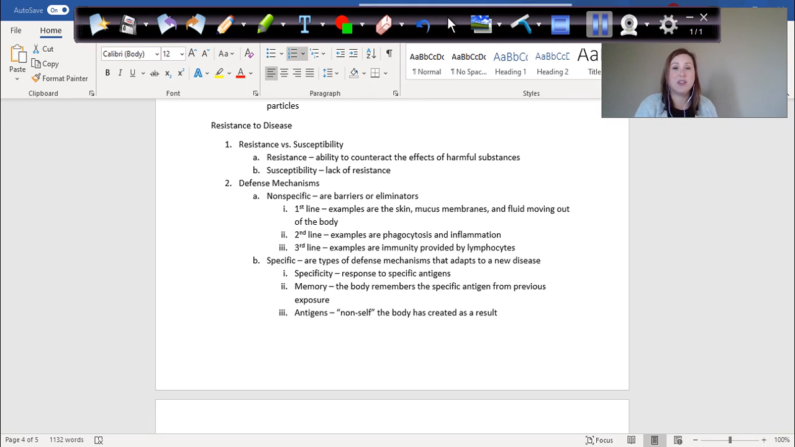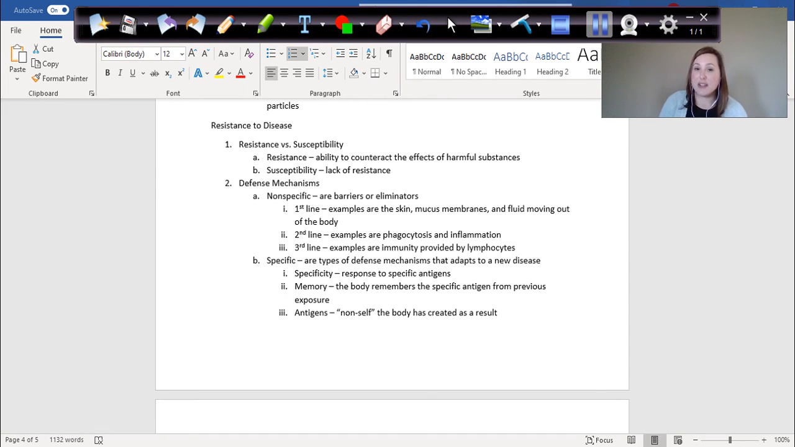Some second lines of defense are phagocytosis, where our white blood cells are eating bacteria, and then maybe some inflammation. Third line is immunity from your lymphocytes, so your body's response, that final step to getting rid of some type of infection or harmful substance.